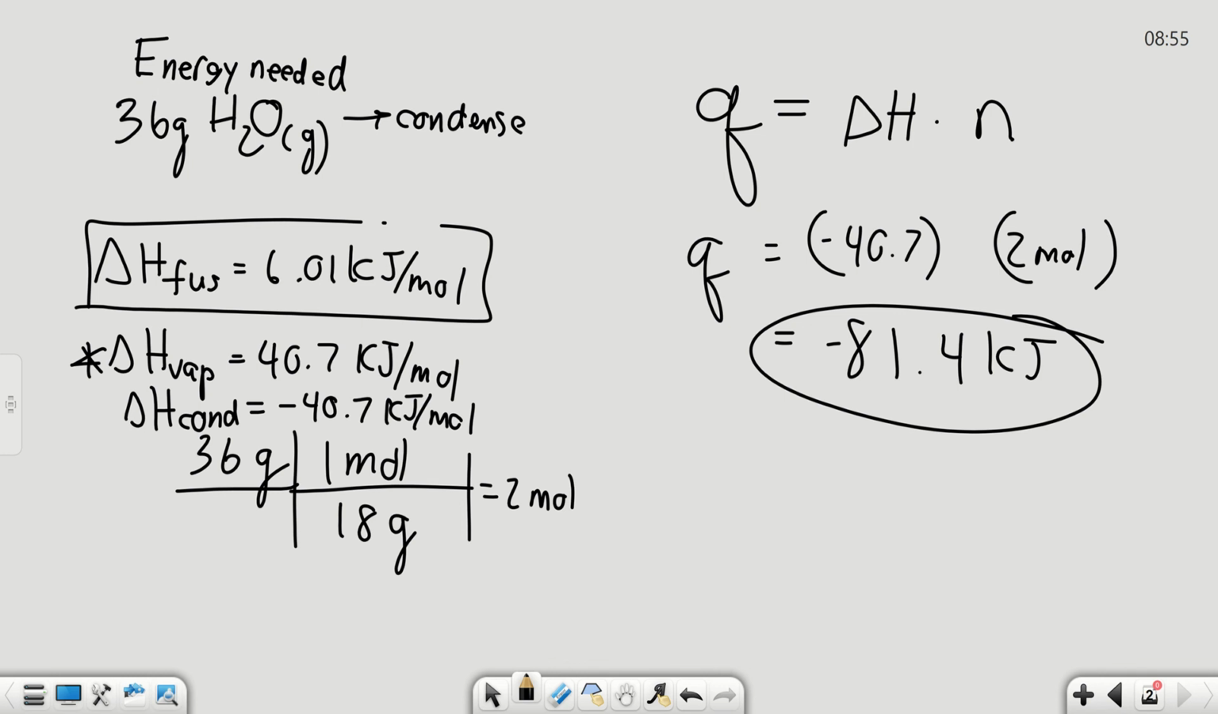And this is energy that's going to be released. So I might ask, was this exothermic or endothermic? This is exothermic. So that's what we look for there.